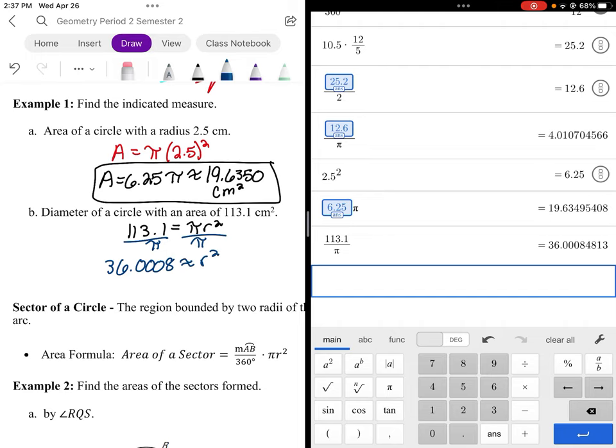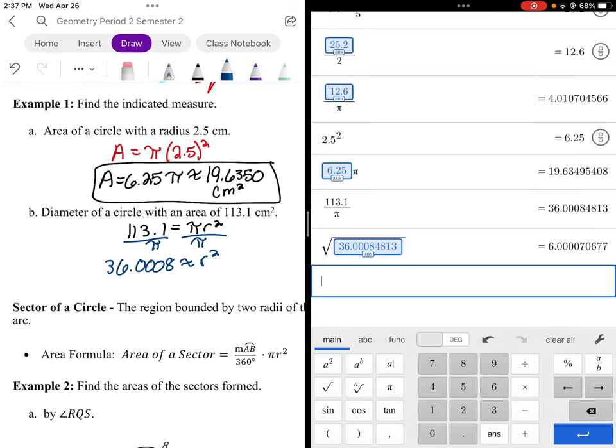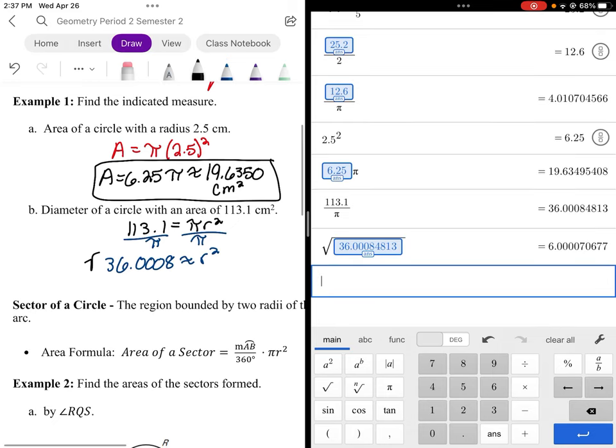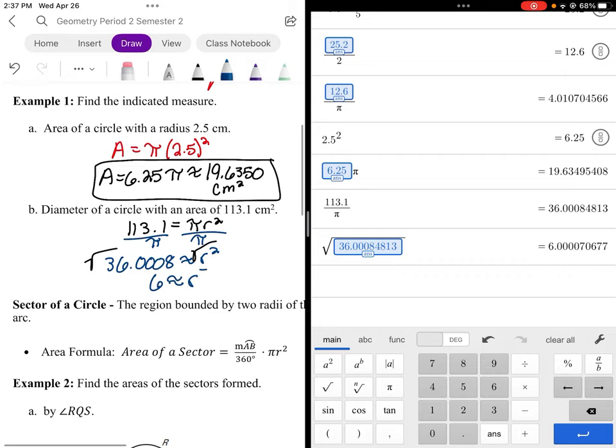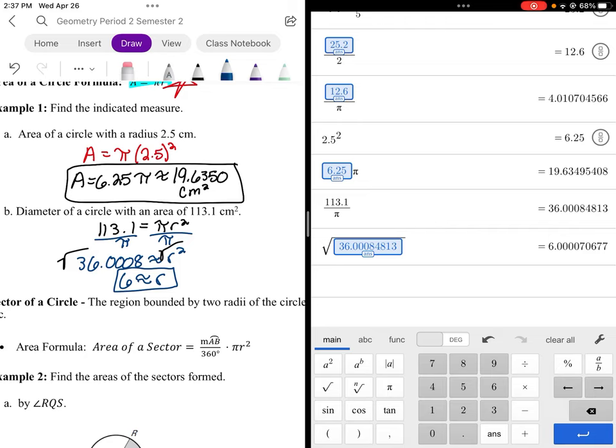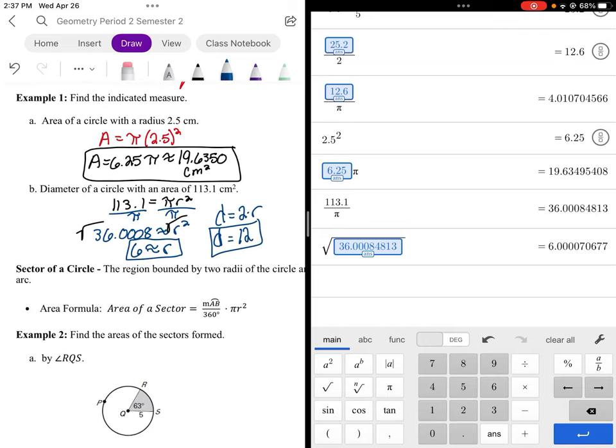36.0008 equals r squared. Then to get rid of that, we're going to take the square root of both sides. And when we do that, we get 6.0007. So it's safe to round that to 6 for our radius. Then we need to find the diameter, which is equal to 2 times r, or 2 times 6. So our diameter is going to be 12.